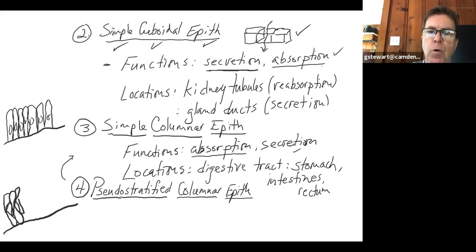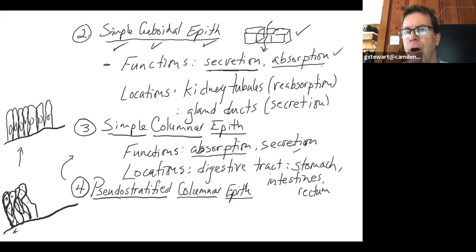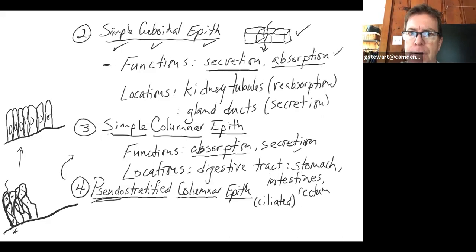It looks like it's more than one layer of cells, but technically it's not. Each of these cells has a part of the cell that touches this connective tissue. So even though it looks like it's more than one layer, it's really just a jumbled scenario of simple columnar. So pseudostratified just means a false stratified layer of columnar epithelial cells. Usually in this tissue, the cells are ciliated. That means they have little hair-like extensions coming out of the cells like this.